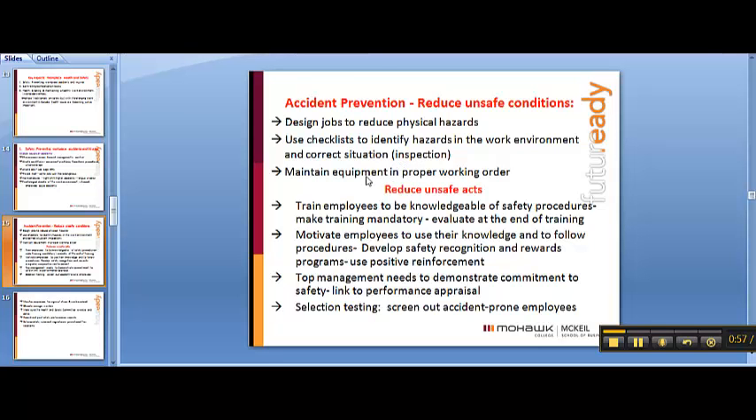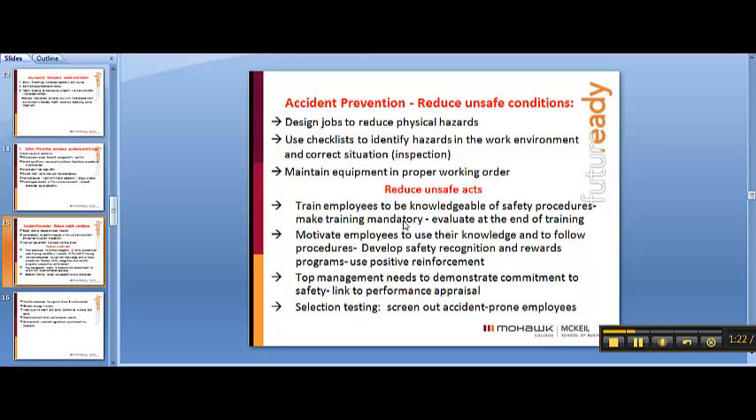And again, always make sure that you maintain equipment in its proper working order and that it's safe to use. To reduce unsafe acts, again, if there's any horseplay going on, people are throwing things, like I said before, racing forklifts, whatever they're doing, right? Just make sure employees are trained to be knowledgeable of what the health and safety procedures are in your organization, and make sure that they do take training and that they're evaluated at the end of the training.